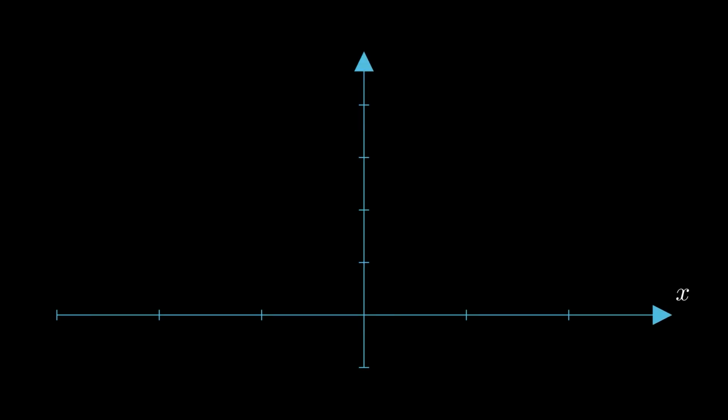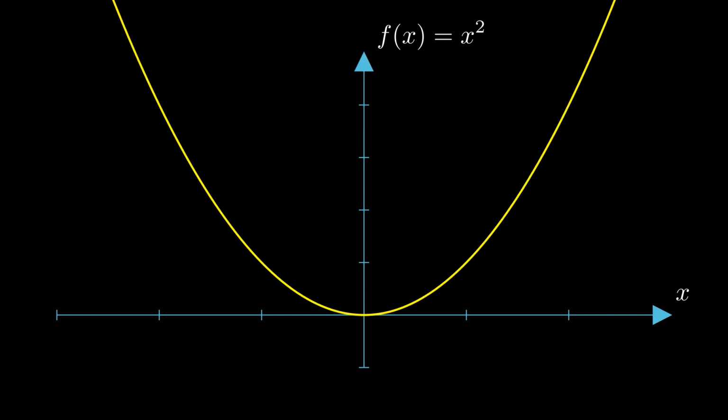Now, let's consider a function. Something like f of x equals x squared, which forms a nice U-shaped curve. Here, minimizing the function is easy. Just go to the lowest point, which is at x equals 0.